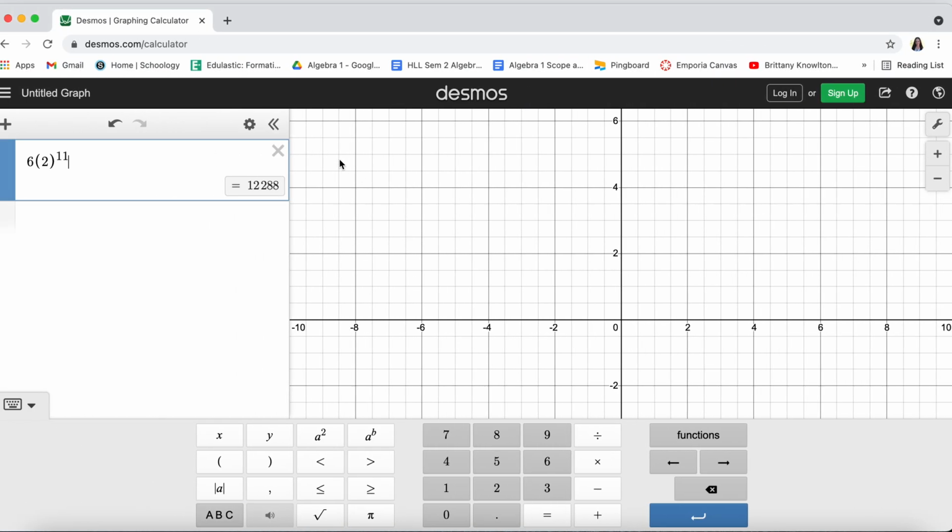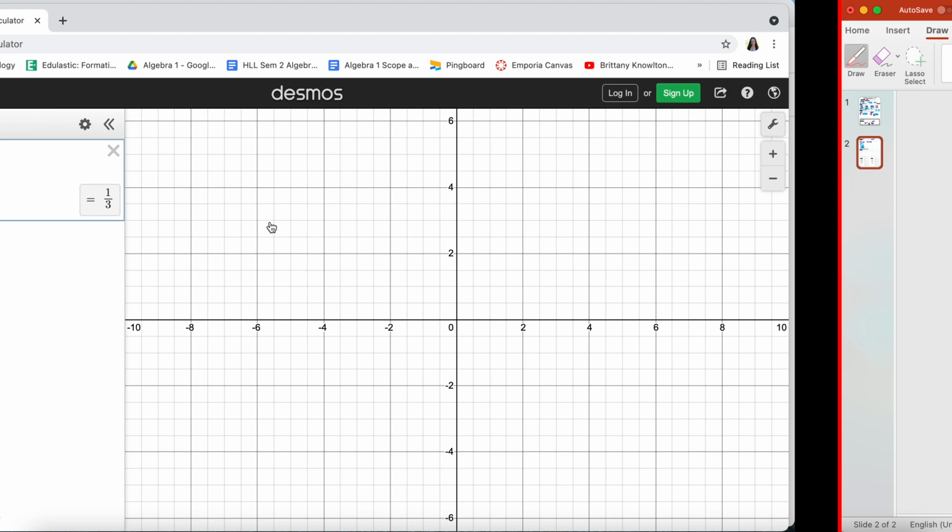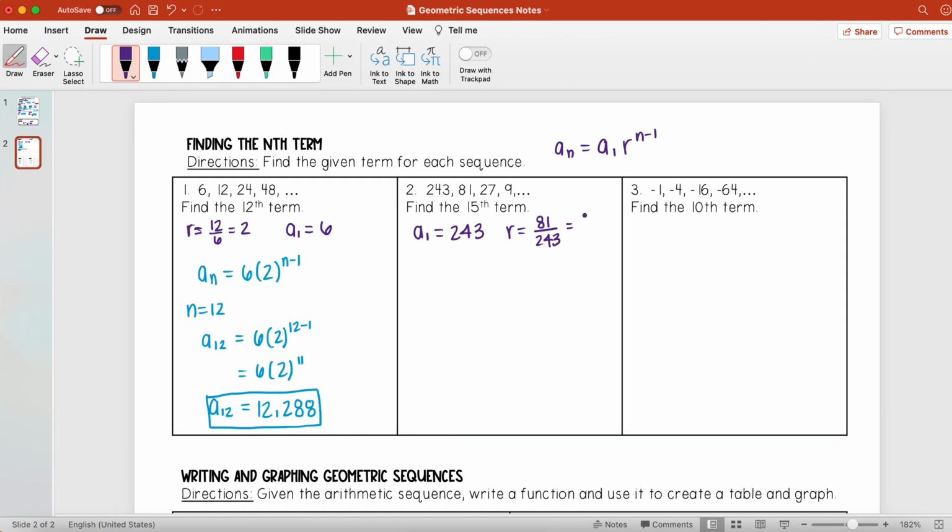And you can actually do that on Desmos. So if I put 81/243, you'll get this long decimal. But I can change that to a fraction by hitting this fraction button. And so I see that my common ratio is 1/3. And so that means that my explicit formula is A_n is equal to my first term, 243, parentheses my ratio, which is R, to the n minus 1.